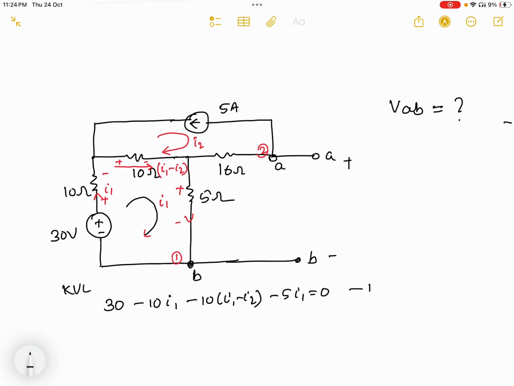Okay, so this is equation number 1. Now if I apply mesh analysis in this second mesh, you can see here I2 is flowing in the clockwise direction, but the 5 ampere is flowing in the anti-clockwise direction. So both are flowing in the opposite direction.